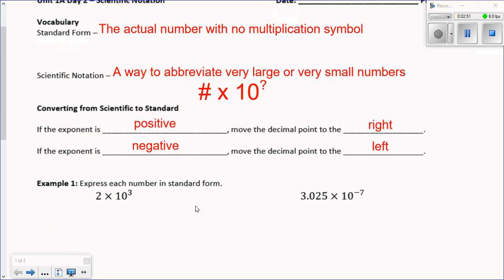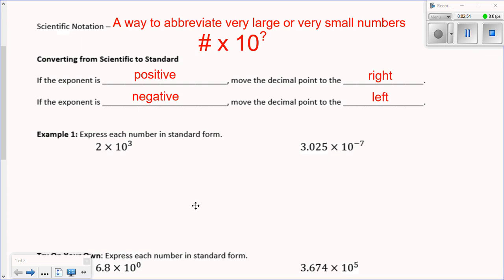So let's try an example or two, and then you guys can try some on your own. We're going to express each number in standard form. So here we have 2 times 10 to the third. We have our number times 10 and our exponent is 3. So that means we're going to look at the exponent. It's positive. We're going to be moving the decimal point 3 spaces to the right, according to our notes here.